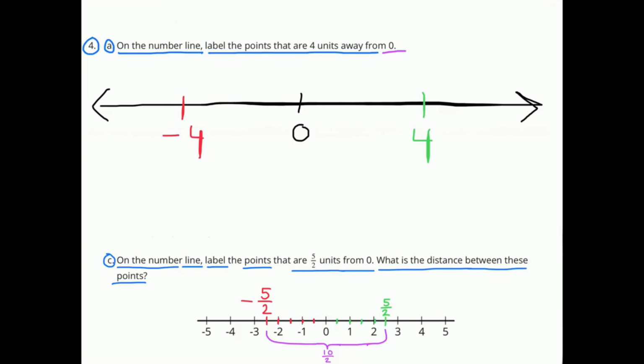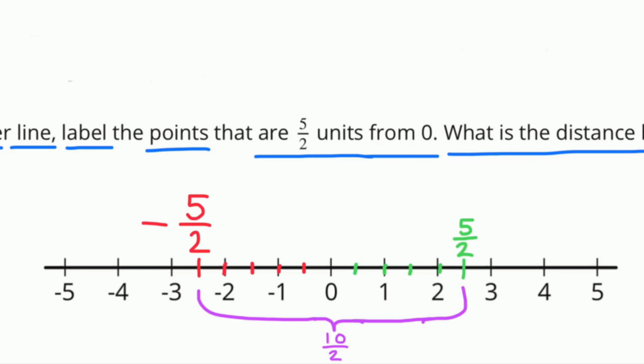C. On the number line, label the points that are 5/2 units from 0. What is the distance between these points? I forgot to put my points in there, so make sure that you put the points. To the right of the 0, I've labeled 5/2. Instead of placing a little line right there, place a point. And then to the left of the 0, I have -5/2.